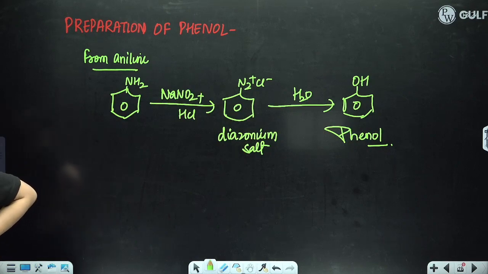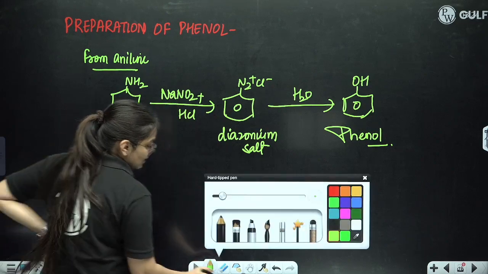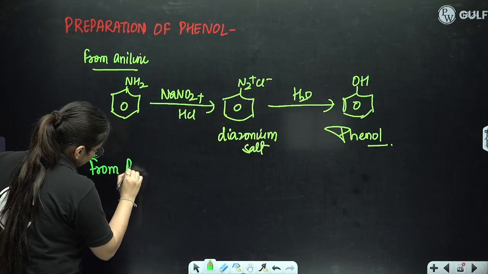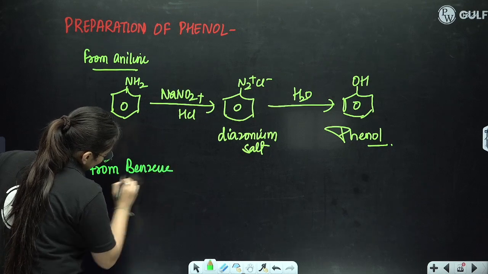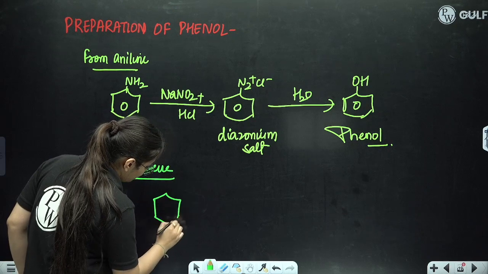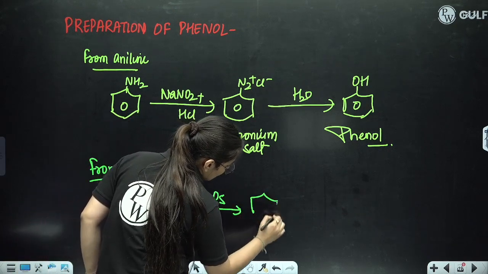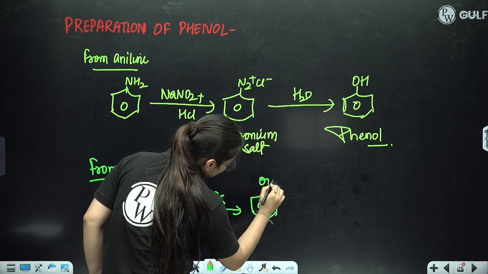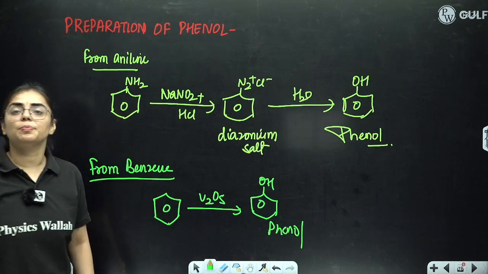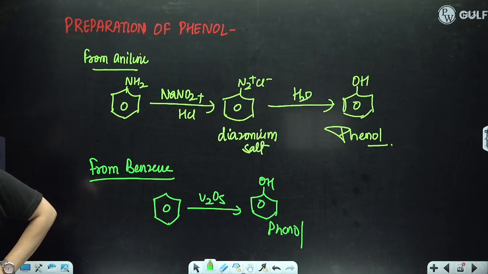Just write it down, students. Now comes the next reaction, that is from benzene. You can even prepare phenol from benzene. How? If you react benzene with V2O5, vanadium pentoxide, you will obtain your phenol. This is again a method of preparation to obtain phenol. Clear, everyone? Just write these two methods so that I can move on to the next slide now.